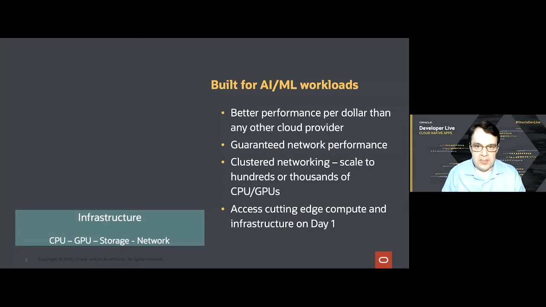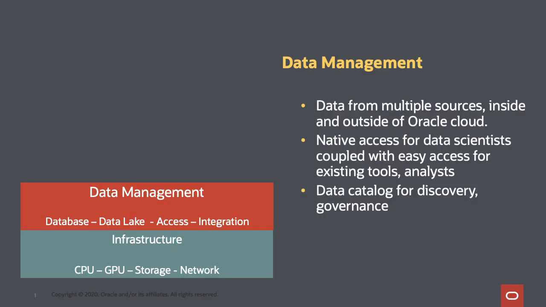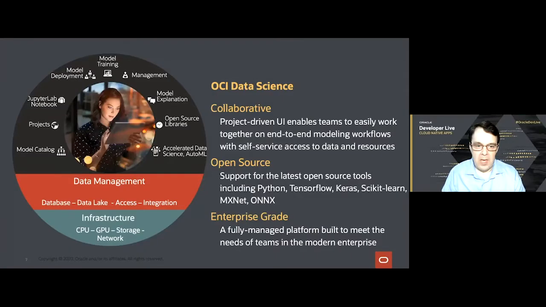So the Oracle Data Science Service is built for artificial intelligence and machine learning workflows. We have CPUs, GPUs, massive storage, powerful network, and we want to leverage them in doing our data science. You'll have access to databases, data lakes, access to integration services such as streaming or data integration. And then sitting on top of that is the OCI data science service.